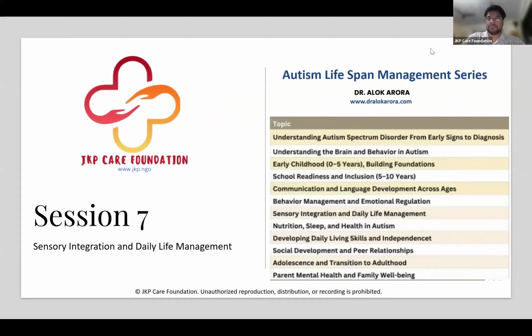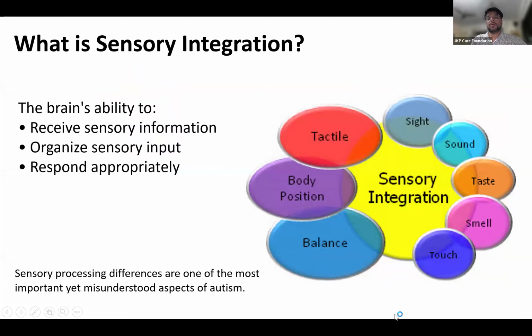We have done topics 1 to 6 already: understanding autism spectrum disorder from early signs to diagnosis, understanding the brain and behavior in autism, early childhood 0 to 5 years building foundations, school readiness and inclusion 5 to 10 years, communication and language development across ages, and behavior management and emotional regulation. Today we are doing sensory integration and daily life management. Sensory integration is a very important part of our life, and often in people with autism we find sensory integration difficulties. So let us just understand.